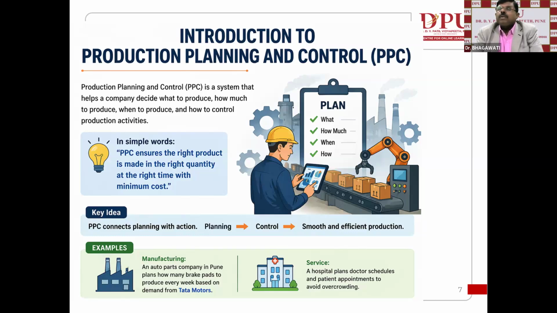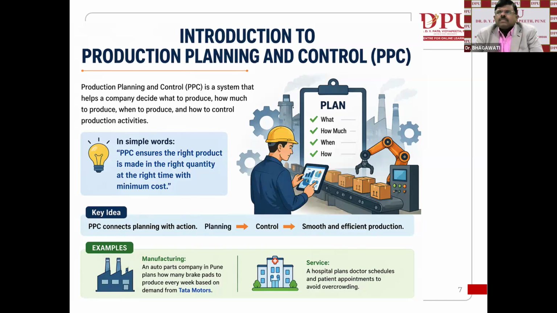It may be manpower, it may be machinery, it may be raw material, whatever it may be. That should be optimized, and to the maximum extent it should be used. So PPC connects with planning, with action, controlling, and also smooth and efficient production activity. Here also I gave the example we discussed. I hope you understood the meaning of PPC, production planning control. Yes, learners.